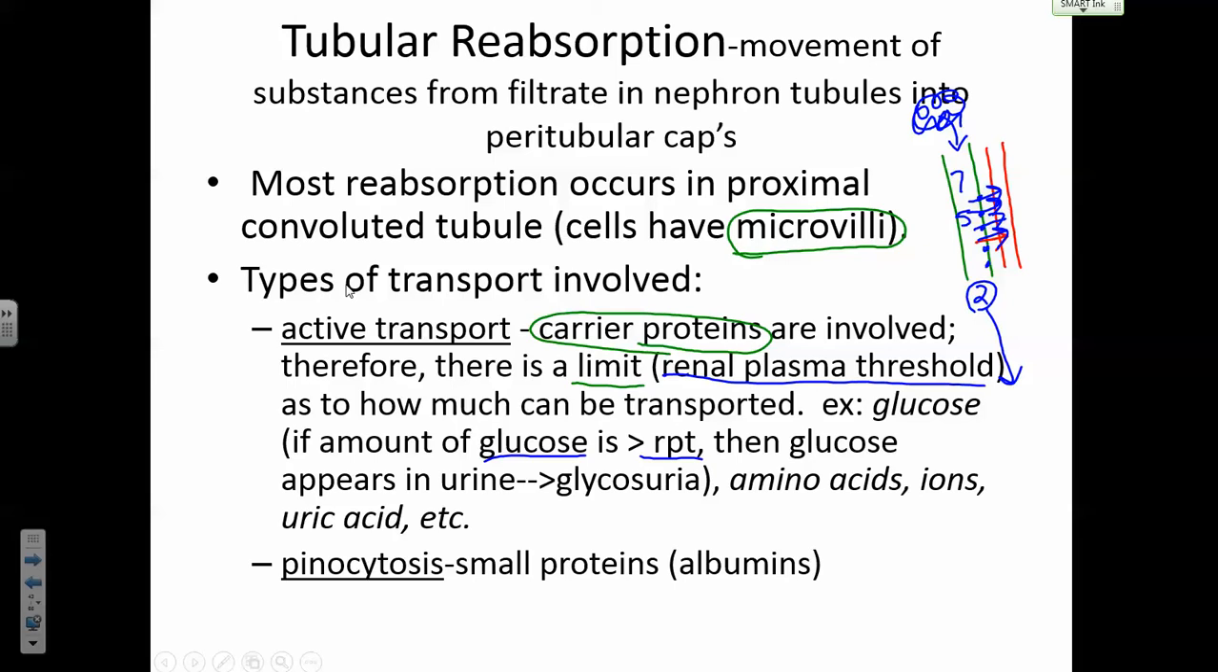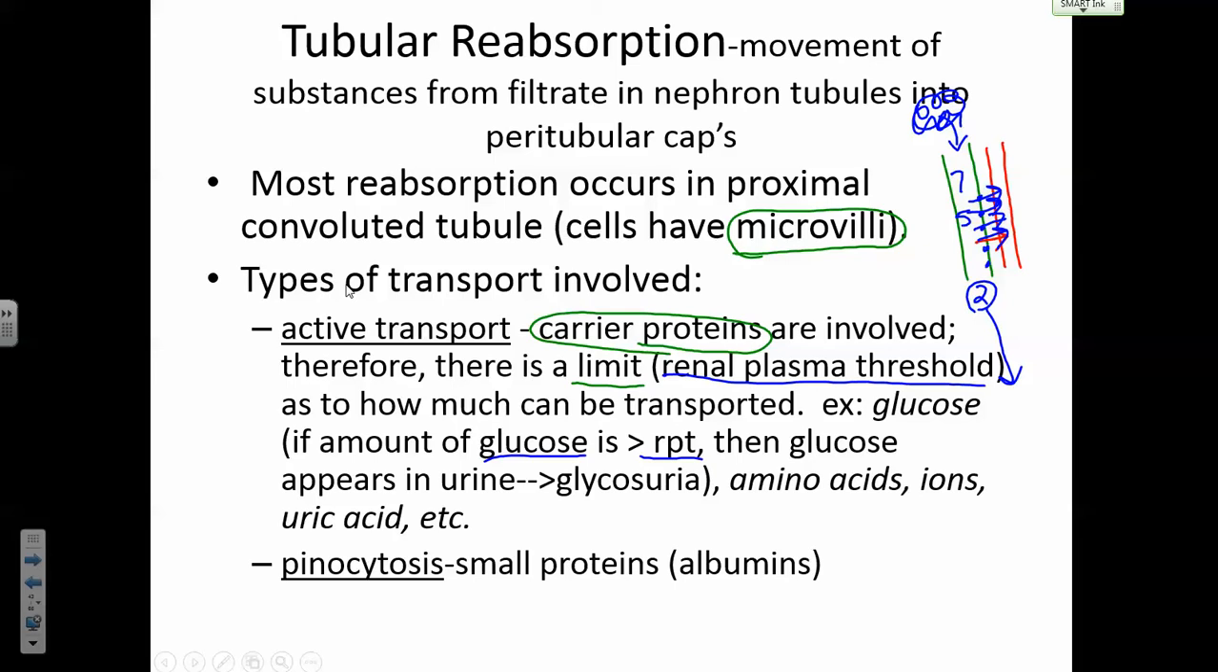Okay? But a lot of things do show up in the urine that are actively transported. It's just because you don't need to reabsorb every bit of it, so you're not going to have as many carriers for it. Okay. All right. Another type of transport is pinocytosis.